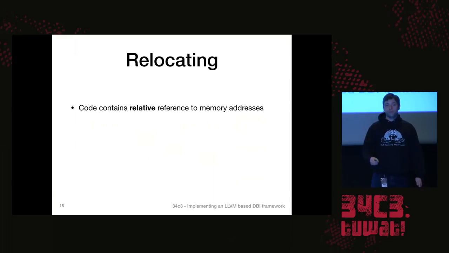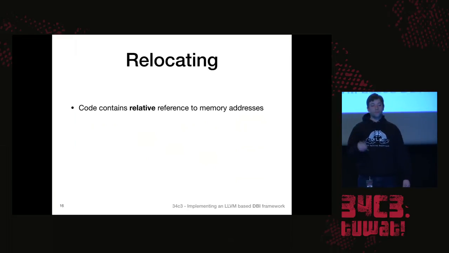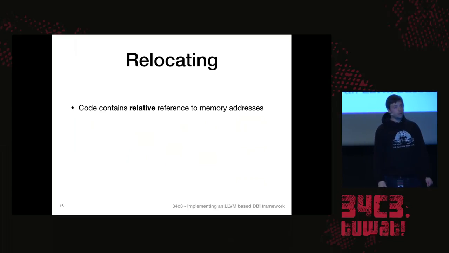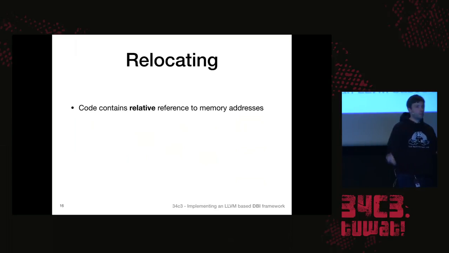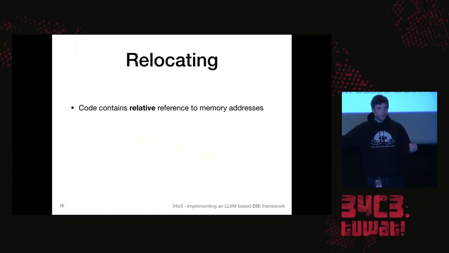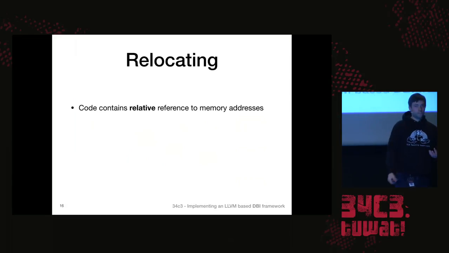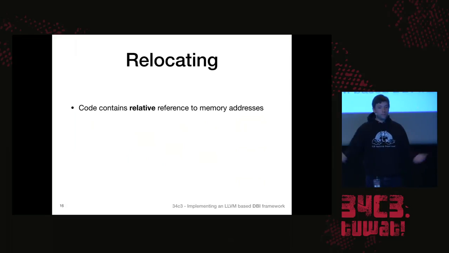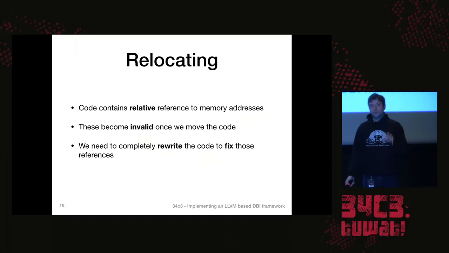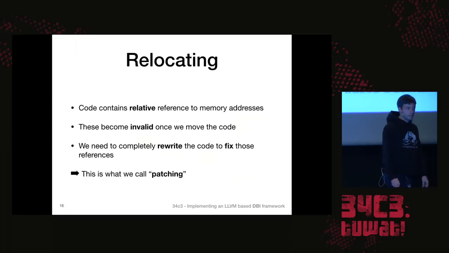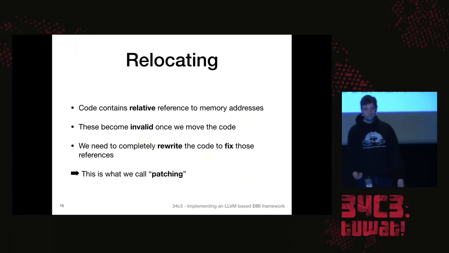The problem with relocating is that the code contains relative references to memory addresses. You might have a jump that says jump to the instruction 20 bytes forward, or you might have a memory access that says I now need to access that piece of data which is 1,037 bytes backwards from my position. If you move everything, this reference becomes invalid. So this means we need to completely rewrite the original code to fix all those references. In our engine, and what we'll present during this talk, this is what we call patching.